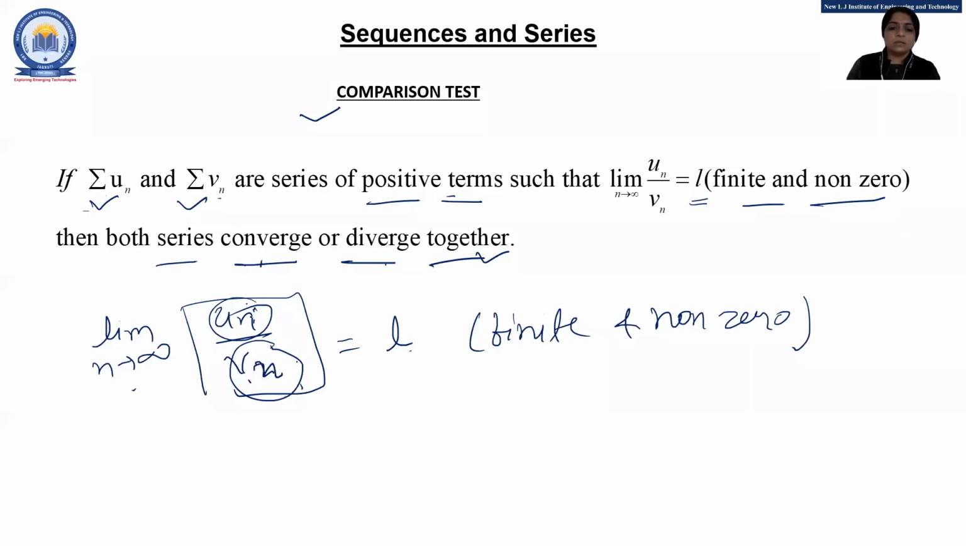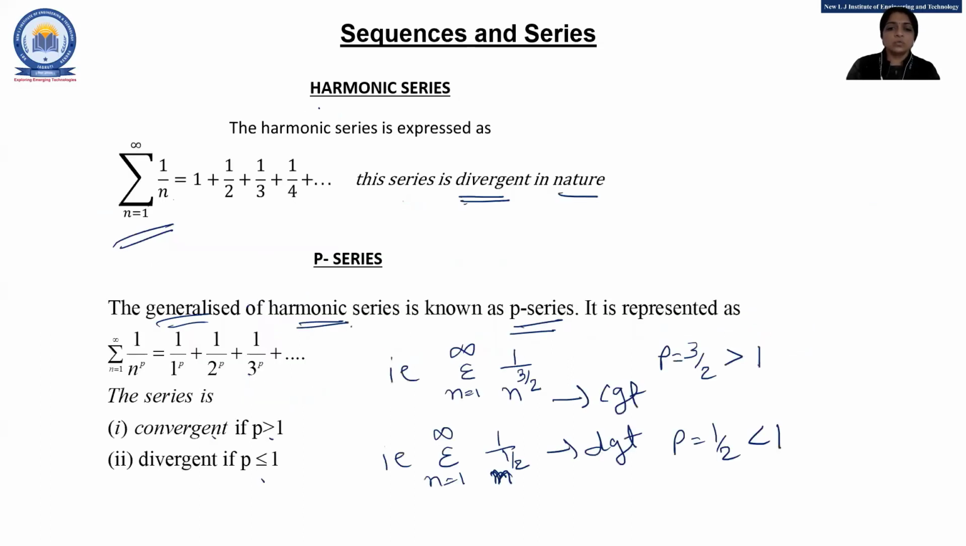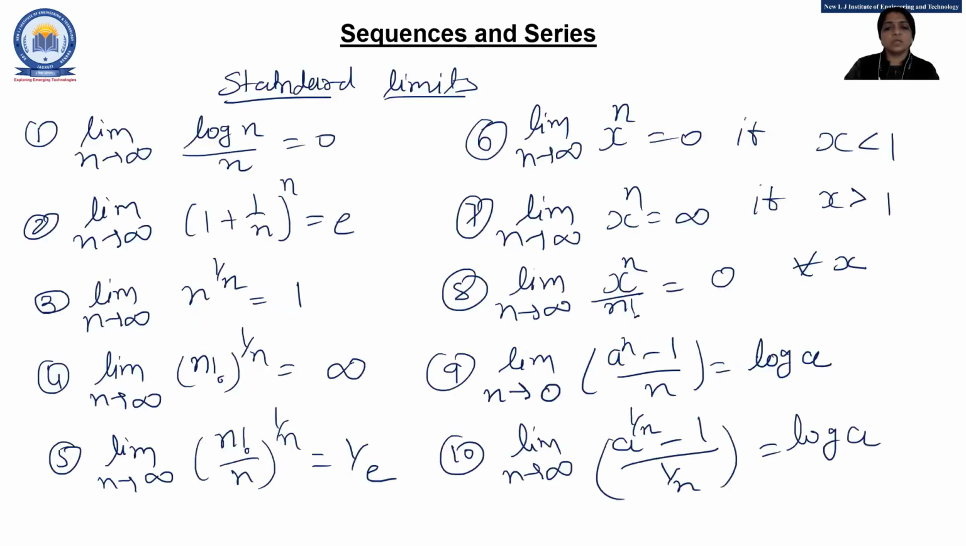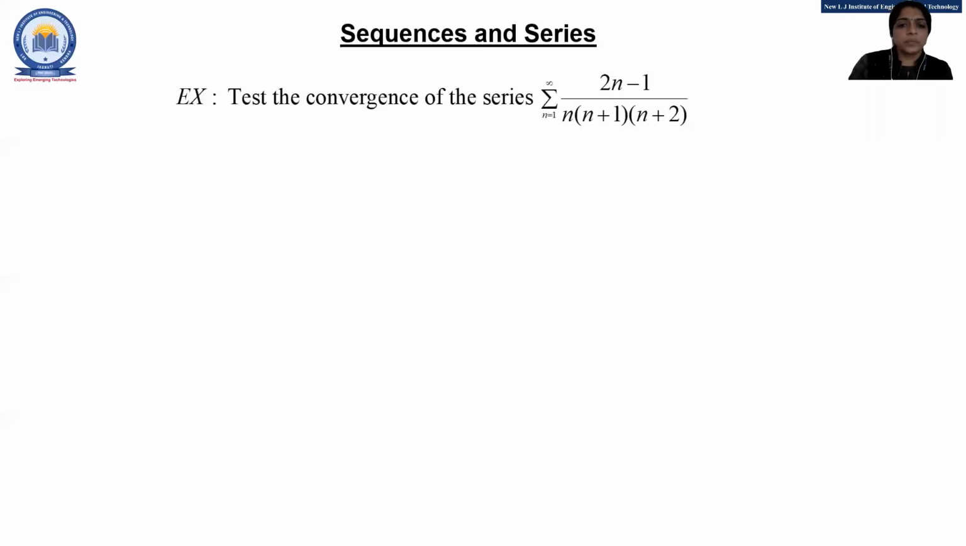If we find the limit of the ratio of these two series is equal to L, which is finite and non-zero, then both series converge or diverge together. And the rule for the P series states that the generalized form of the harmonic series is convergent if P greater than 1 and divergent if P less than or equal to 1. So let's start the example.